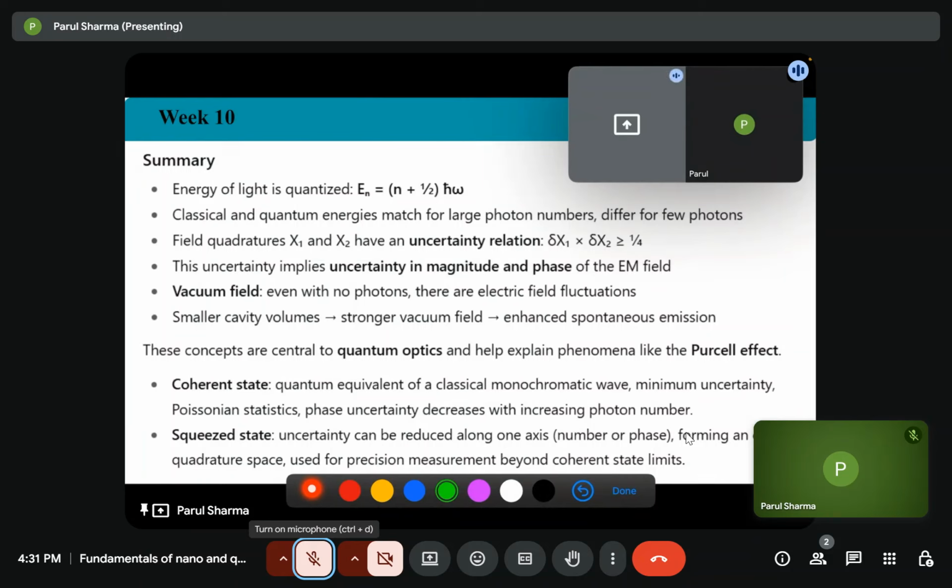This uncertainty implies uncertainty in magnitude and phase of the field. Then vacuum field: even with no photon, there are electric field fluctuations, and for smaller cavity volumes, there is a strong vacuum field that implies enhanced spontaneous emission. These concepts are central to quantum optics and help explain phenomena like the Purcell effect. Then we studied the coherent state and squeezed state.